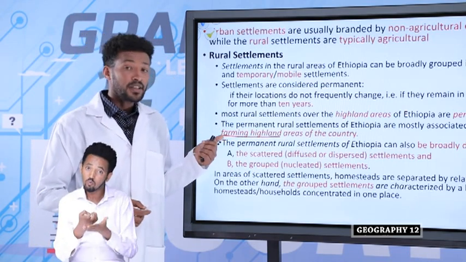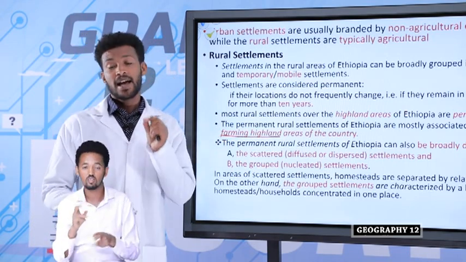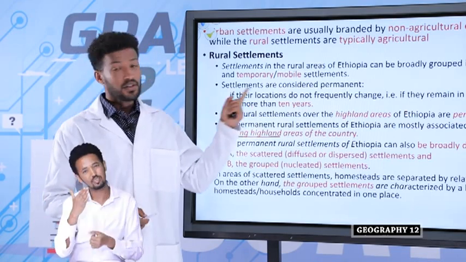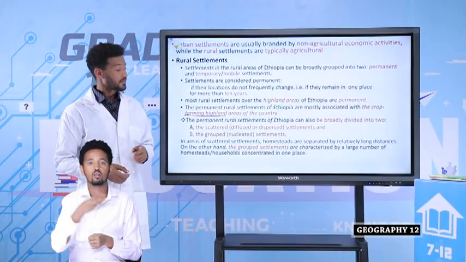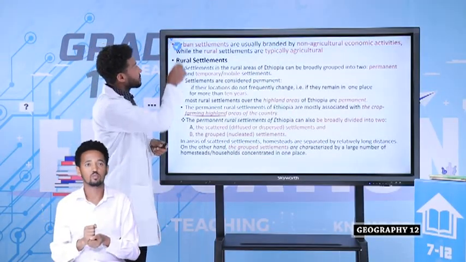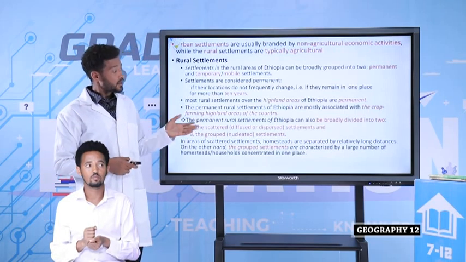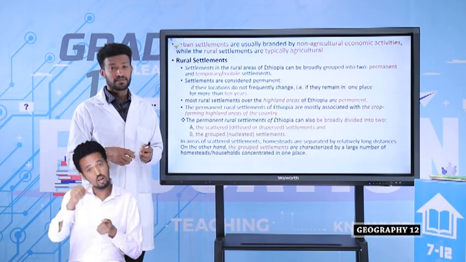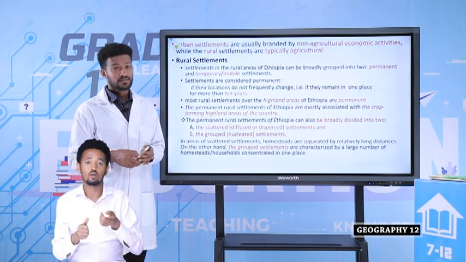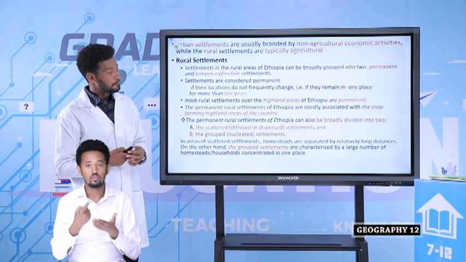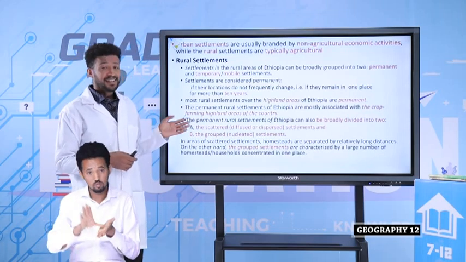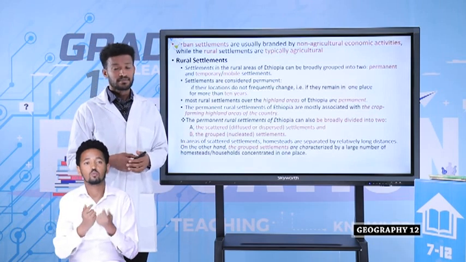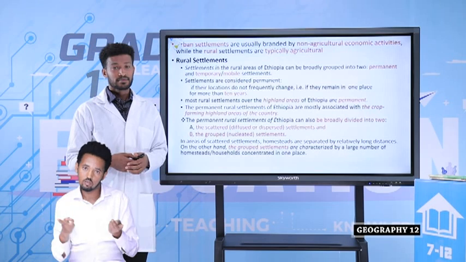This economic activity forces the people to stay in one place for a given number of years, at minimum 10 years and more. The permanent rural settlements of Ethiopia are also classified into other categories. These rural settlements are called the scattered and the grouped rural settlements.